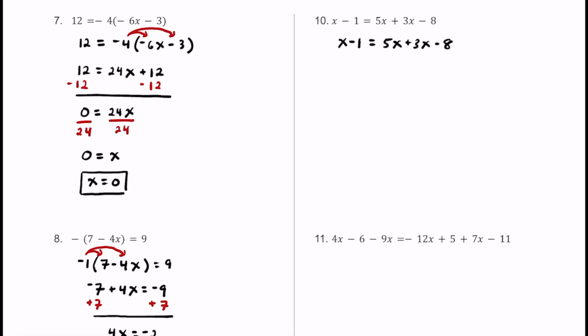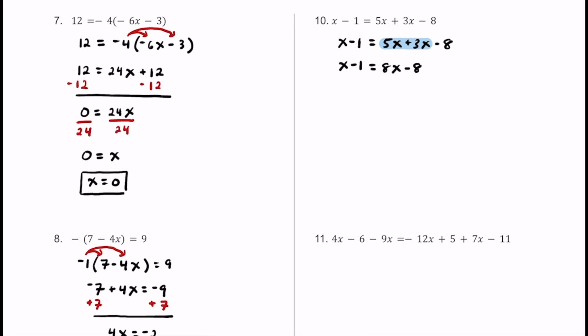Now the left side doesn't have any like terms we can combine, but the right side has this 5x and 3x, so we can combine those. So leave this x minus 1 alone on the left side. 5x plus 3x equals 8x, so we have 8x minus 8. Now I think everything is fully combined on either side, so let's just try to get the like terms together by adding or subtracting on both sides of the equation.